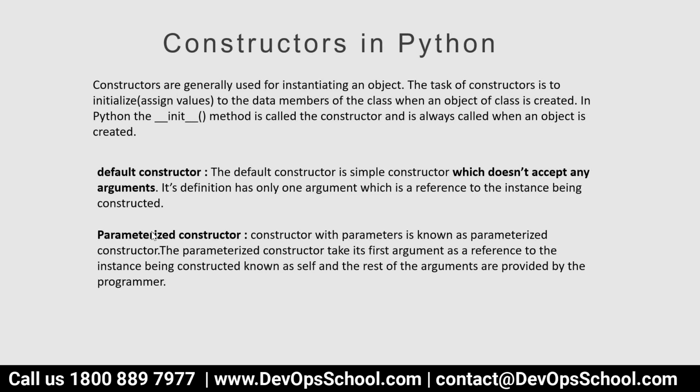The default constructor is a simple constructor which does not accept any arguments, and its definition has only one argument, which is a reference to the instance being constructed. But the init is a default one, whereas you can also have a parameterized constructor, a constructor with parameters. The parameterized constructor takes its first argument as a reference to the instance being constructed, known as self, and the rest of the arguments are provided by the programmer.